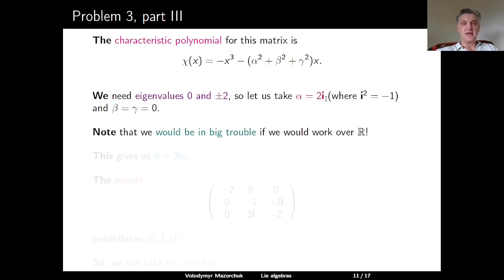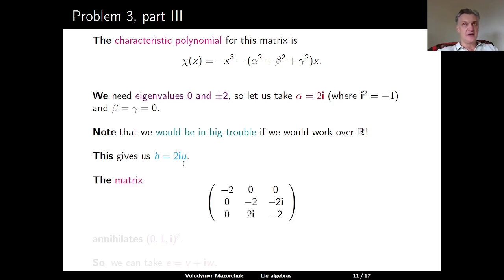And note that if we would work over the real numbers, we couldn't do anything, since over the real numbers there do not exist alpha, beta, and gamma for which this characteristic polynomial has eigenvalues 0, 2, and minus 2. It's very important that we work over the complex numbers and not over the real numbers. So if we choose such alpha, beta, and gamma, we get our H. So our H is 2 times the imaginary unit i times the element U.